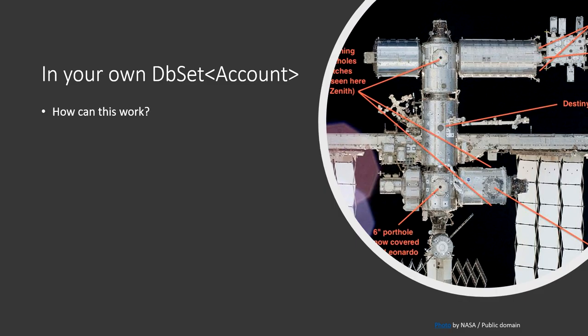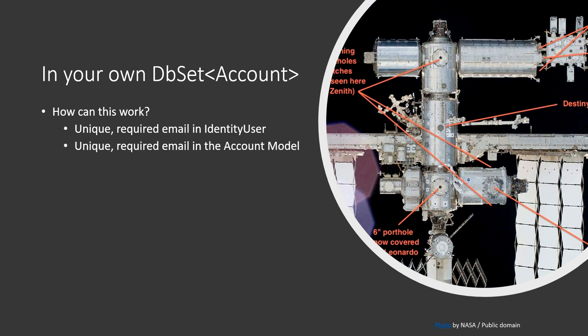Doing our own DB set, well, this can be made to work in a fairly straightforward way. We don't have referential integrity between them, but think about it for a second. Each identity user, the system is designed so that it's required that there's an email address and that email address is unique. All right, so that's a given. That's how the identity system works. So if we, in our own account model, go ahead and make a required email address field and force it to be unique, then we have a high confidence that we can relate back and forth between them, right? So it's actually pretty straightforward.